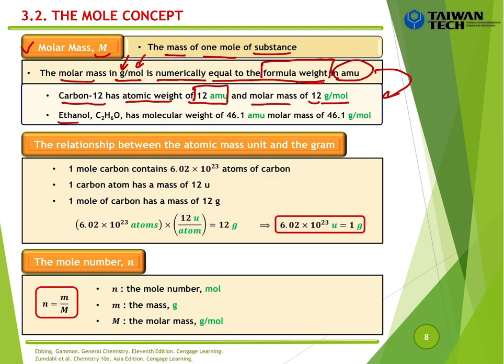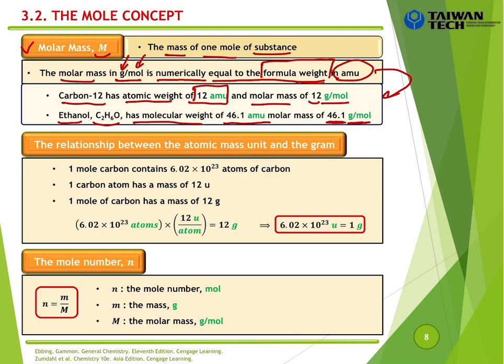Or we consider ethanol, C2H6O, okay? And here we have the molecular weight of 46.1 AMU, okay? So we calculated this one in the real part already. And then we also have the same number here for the molar mass, or the mass of 1 mole, right?